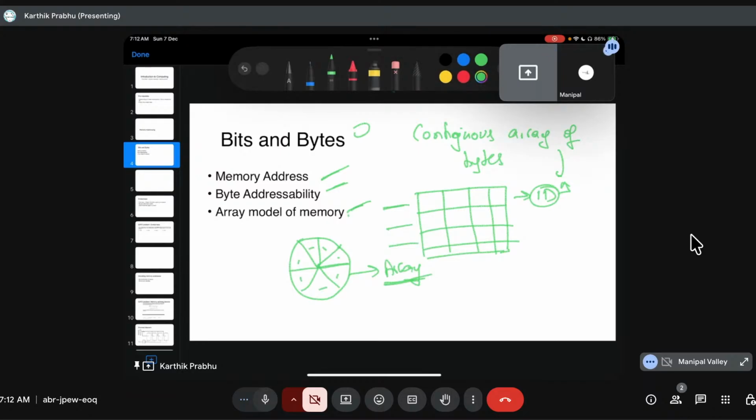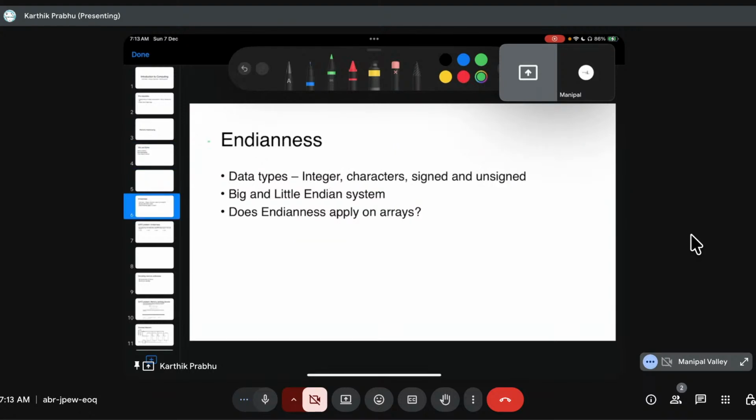Any doubts on this so far? No, we can continue. Okay. So now this was just an introduction into how memory addressing works.